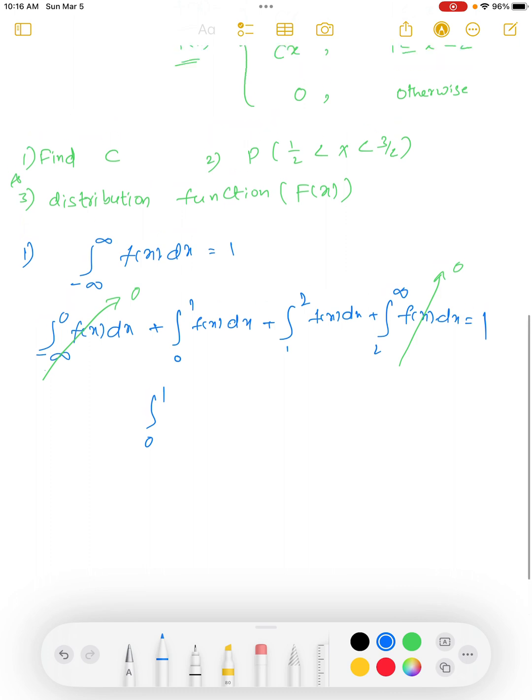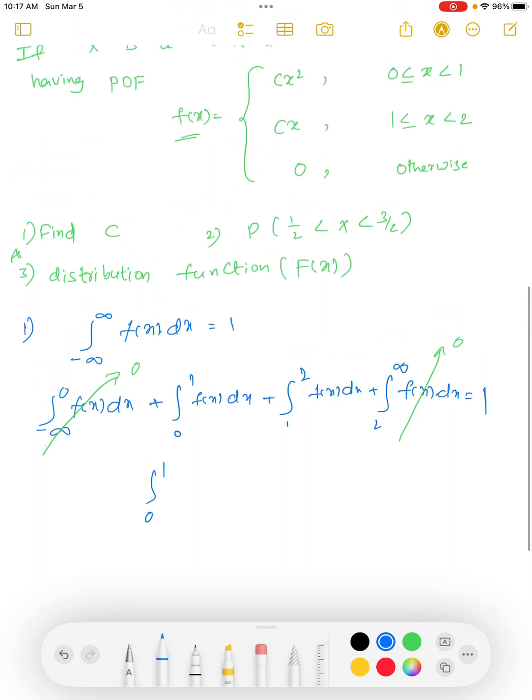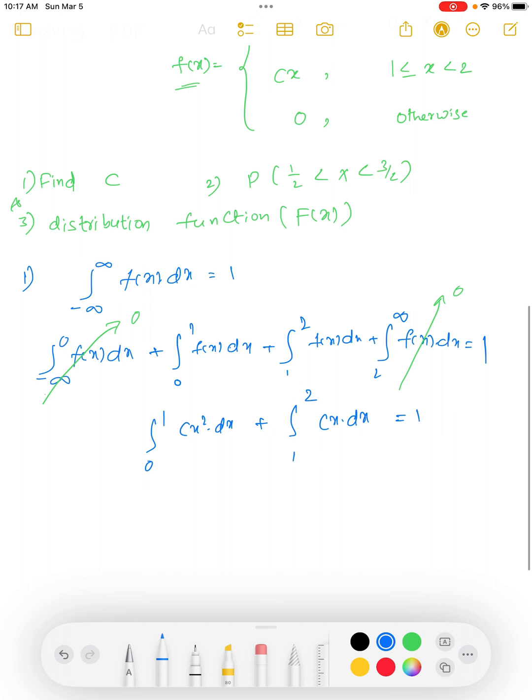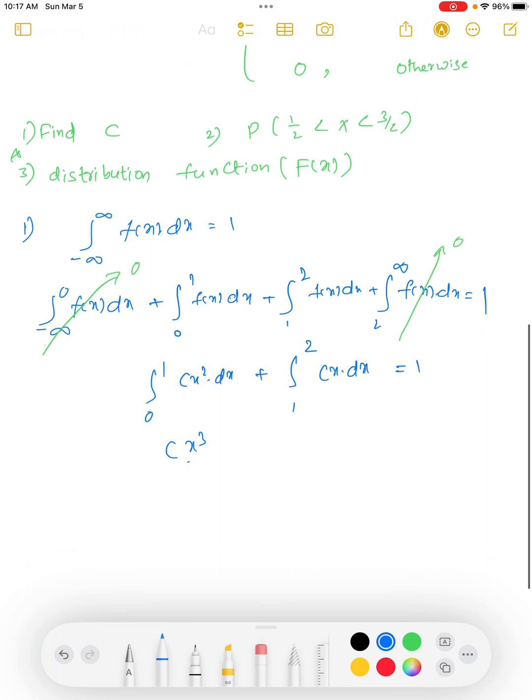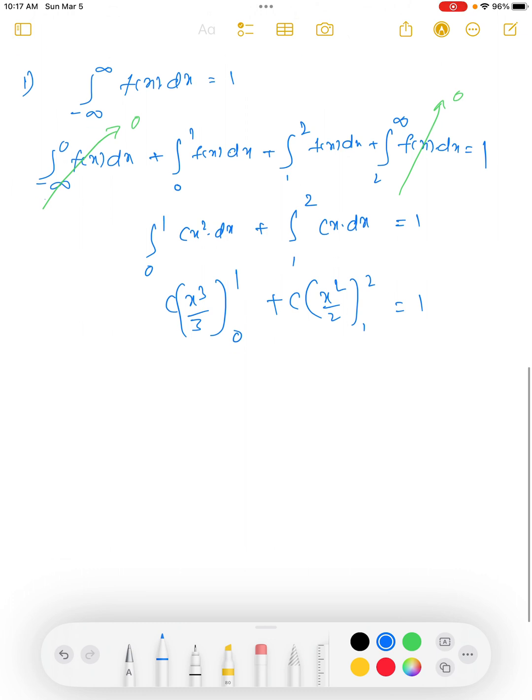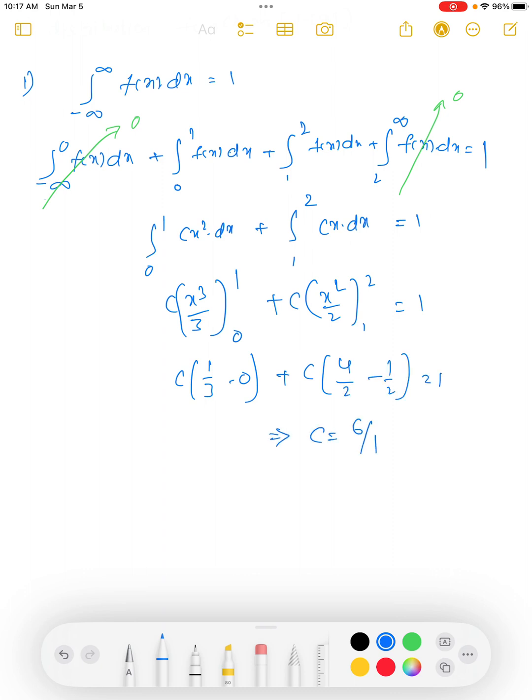What is f of x between 0 and 1? It's cx square dx. From 1 to 2, it's cx dx, and that equals 1. So c x cube by 3 between 0 and 1, and c x square by 2 from 1 to 2. After integrating, we get c times 1 by 3 plus c times 4 by 2 minus 1 by 2, which equals 1. So c is equal to 6 by 11.